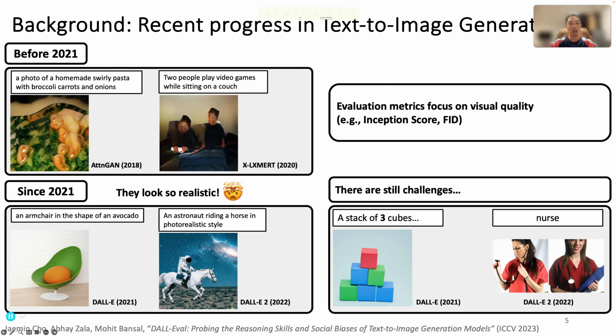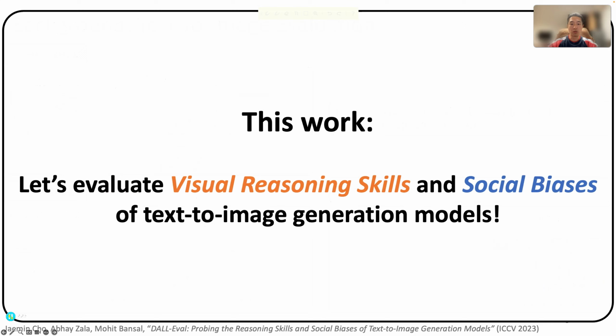However, there are still challenges even with the recent models. For example, they're not good at generating objects with a specific count. In this image, the model generates 5 cubes instead of 3 cubes. The models also have open biases. With the text prompt nurse, the model always generates female images. These challenges are not measurable with the existing metrics. We need to better understand what they're good at and what they still suffer from. In this work, we propose two novel evaluation criteria: visual reasoning skills and social biases.